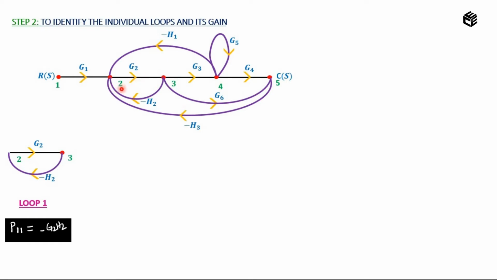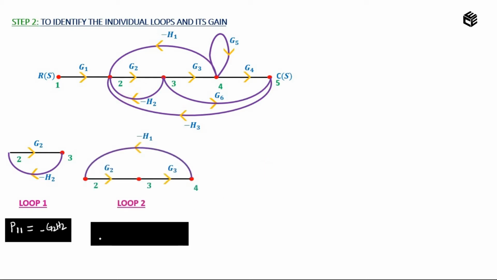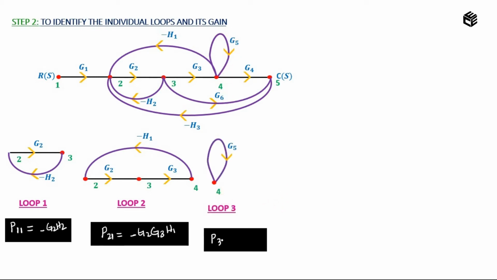Now can you tell me, is there any other loop available? Yes, we have one more loop, that is from 2 to 3, 3 to 4 and 4 to 2, correct. I am taking that as second loop. How will you write the gain for this loop? So that is second combination of individual loop, that is equal to minus G2, G3, H1. Let me check, is there any other loop available? That is in fourth node we have a loop with one gain, that is G5. I am going to take that as loop number 3. So this is the third loop under individual loop, that is equal to G5.